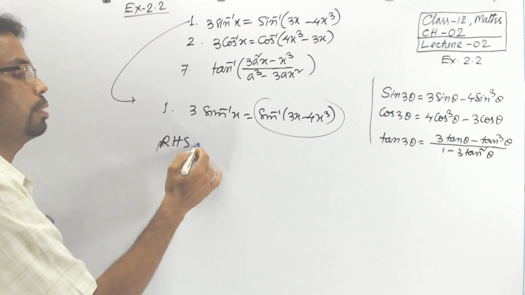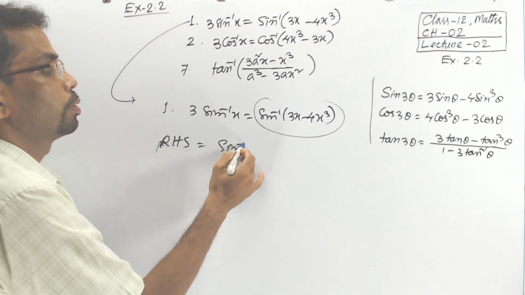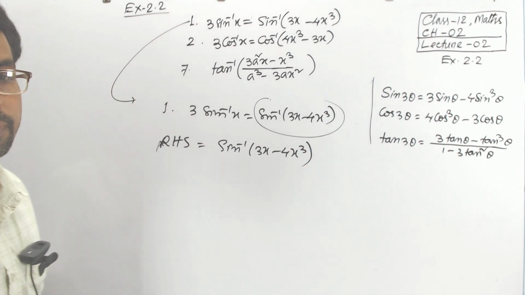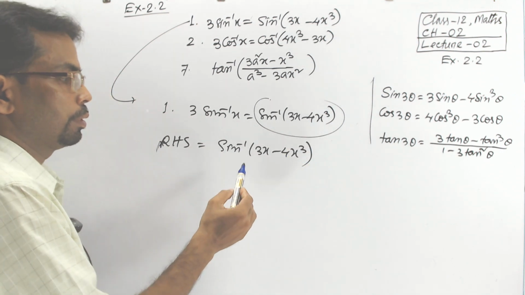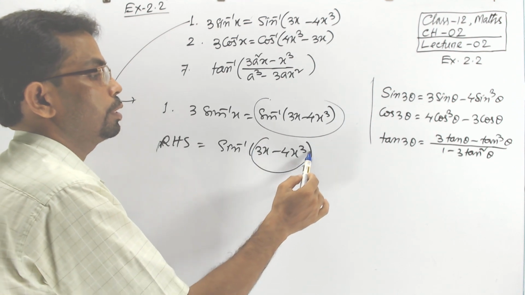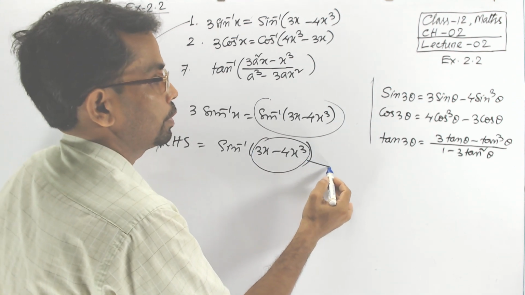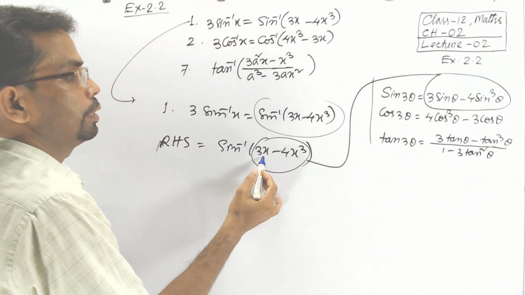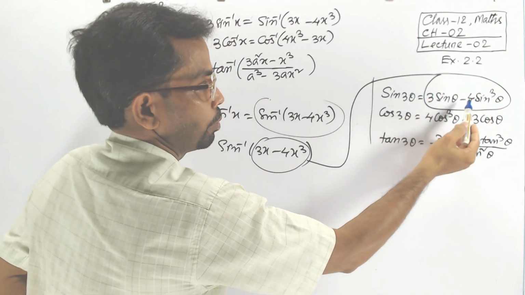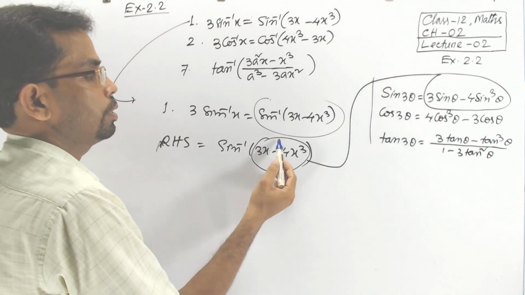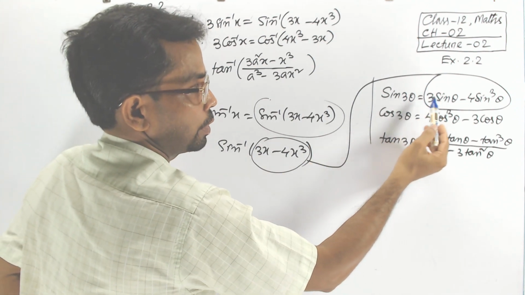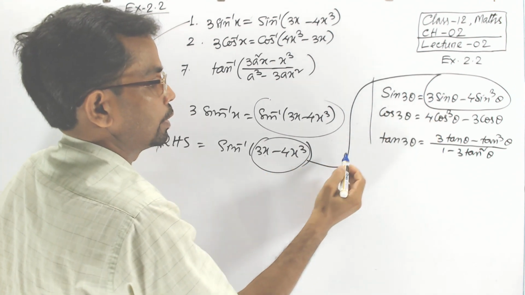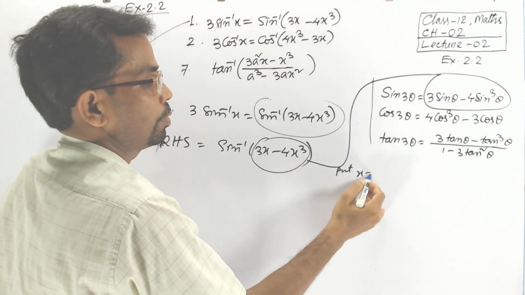So first, RHS is sine inverse (3x minus 4x cube). Then this term you can clearly see is matching with the right hand side of an identity: here 3x minus 4x cube, there 3 sin theta minus 4 sin cube theta. If you compare with the sin 3 theta identity, you see in place of x there is sin theta. So we will take x is equal to sin theta.